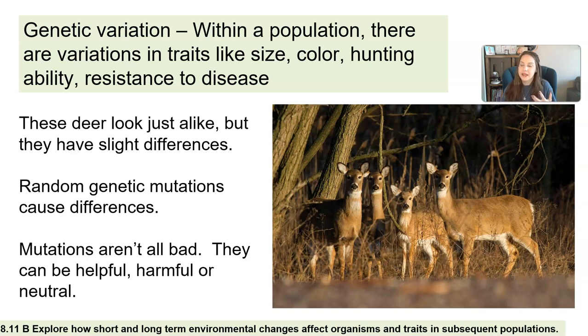One of them might have a stronger immune system than the other, making it more resistant to diseases. So even though they are the same species, there's still going to be some genetic variation in them to make them different from one another. For example, I have two sons.